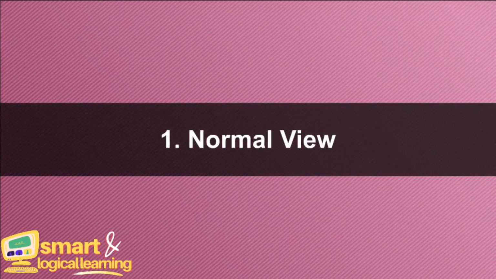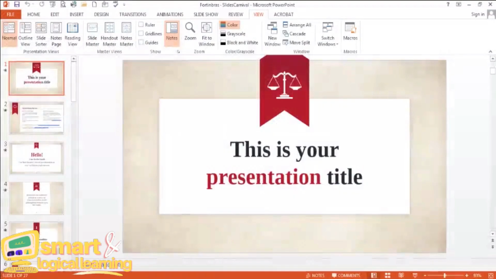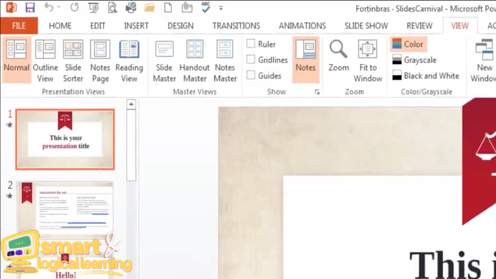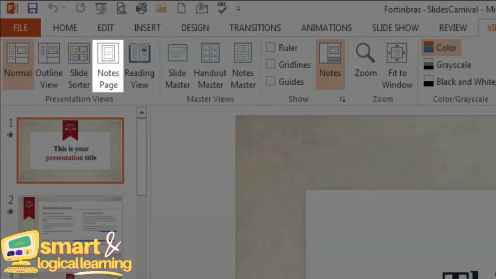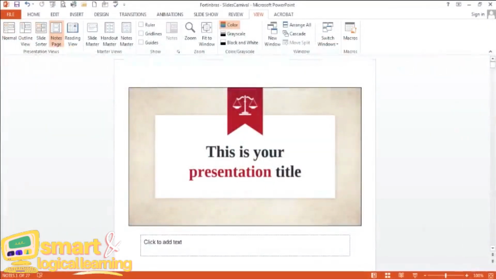1. Normal view. This is the by default view of the presentation. It is the view where actually designing of the slide is done. It has 3 parts: outline, the notes area, and the slide. We can type the notes in notes area, which we may need later.